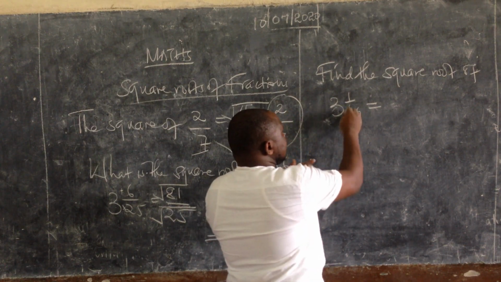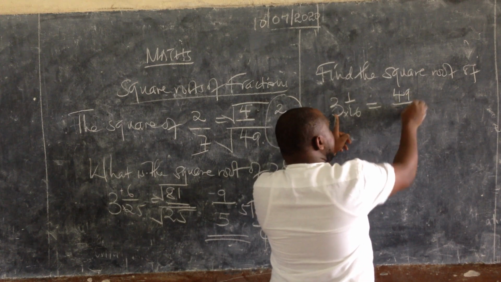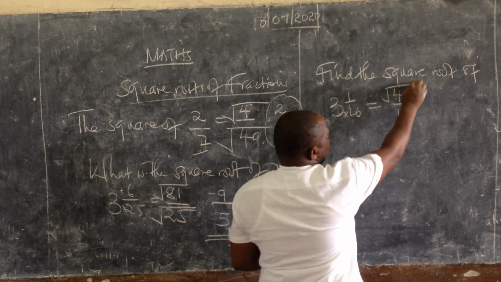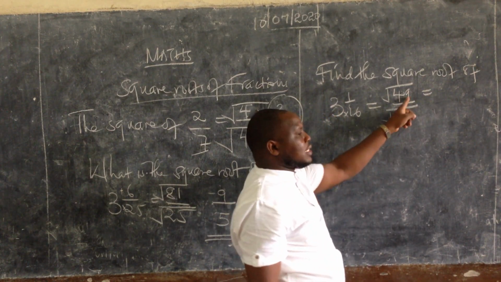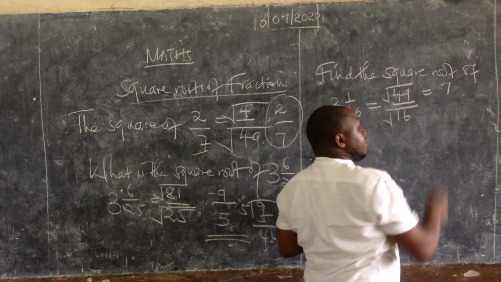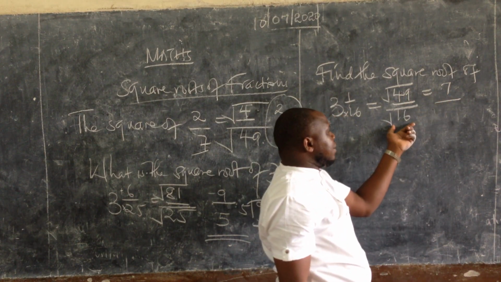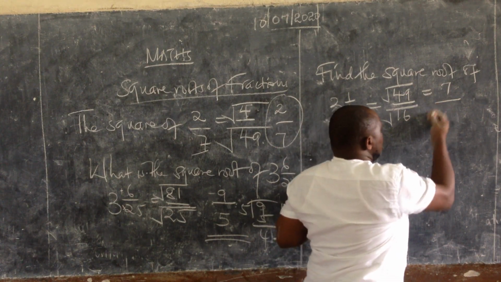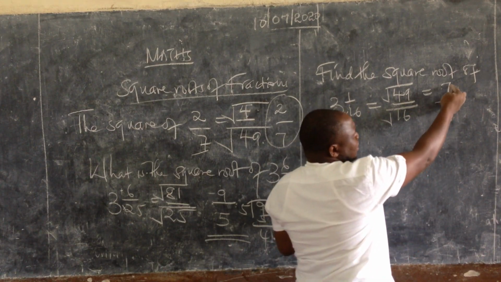We are going to multiply 16 times 3 to give you 48 plus 1. That's going to be 49 over 16. From there, we go on both sides. Get the square root of this and get the square root of this. What is that number that you multiply by itself to give you 49? The number is 7. So the square root of 49 is 7. And what is that number you multiply with itself to give you 16? The number is 4. So you're going to get 7 over 4.